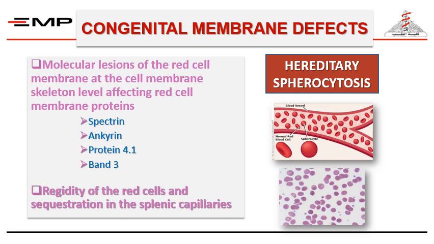Hereditary spherocytosis results from molecular lesions of the red cell membrane at the cell membrane skeleton level, affecting the red cell membrane proteins spectrin, ankyrin, protein 4.1, and band 3, and the end result is rigidity of the red cells. When the red cells are rigid, they are spherocytes, they are no longer biconcave, and they are easily sequestered in the splenic capillaries.